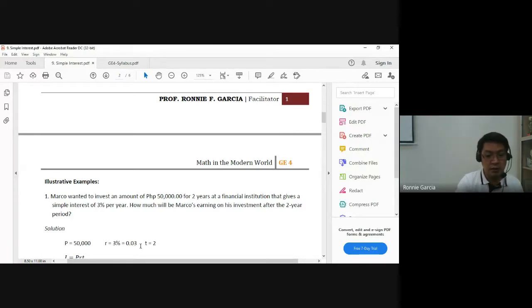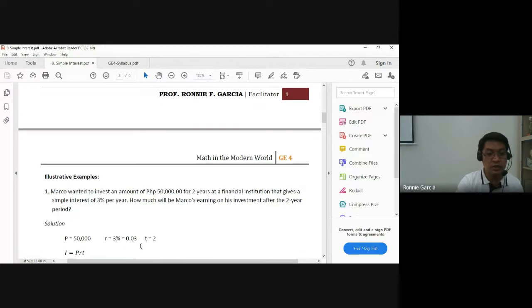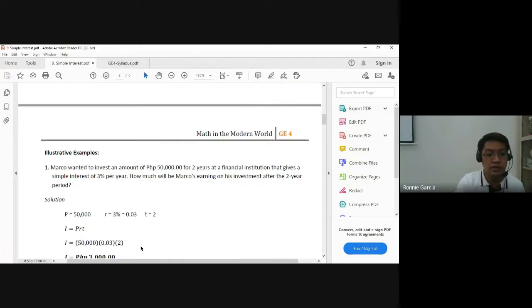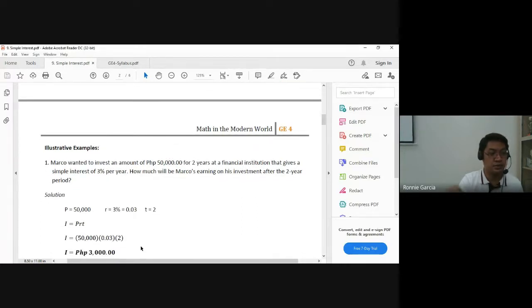So applying the formula, you substitute in PRT: P, which is 50,000 pesos, rate 0.03, time 2. Multiply the three, what is the result? There are different answers in the chat box: 3,000, 53,000, 5,000, 30,000. The correct answer is just 3,000 pesos.